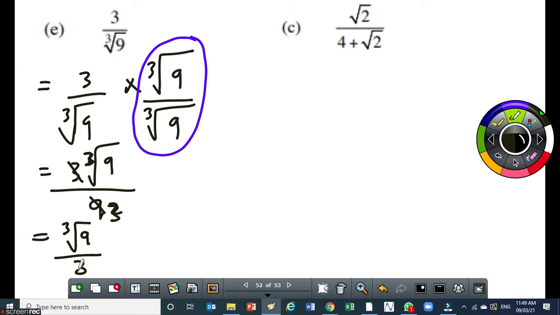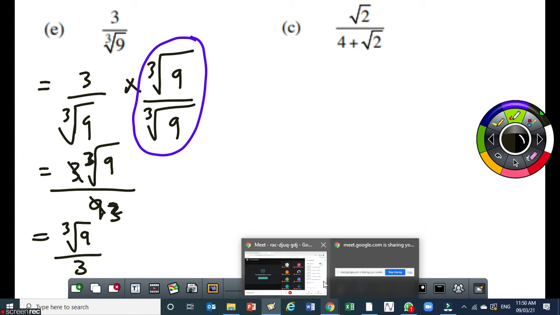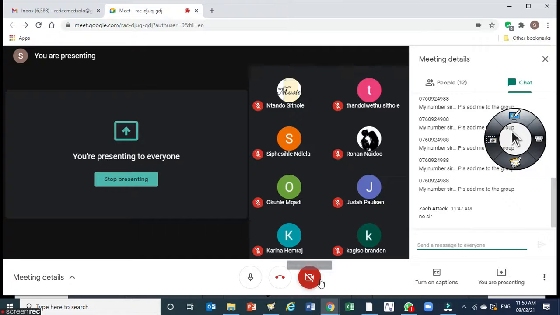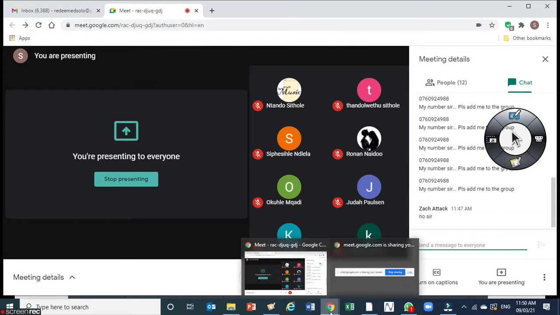I've rationalized it, which means I have removed the root in the denominator. The denominator is now an integer. All right? Are you following?